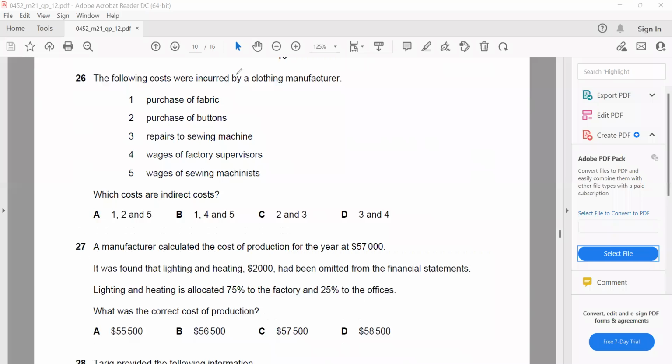The following costs are incurred by a clothing manufacturer: purchase of fabric, purchase of buttons, repair of the sewing machine, wages for the supervisor, wages for the sewing machinist. So it sounds like all of these relate to the clothing manufacturer. But which one is the indirect cost? Repair and supervisor. So only 3 and 4. So 26 should be D.